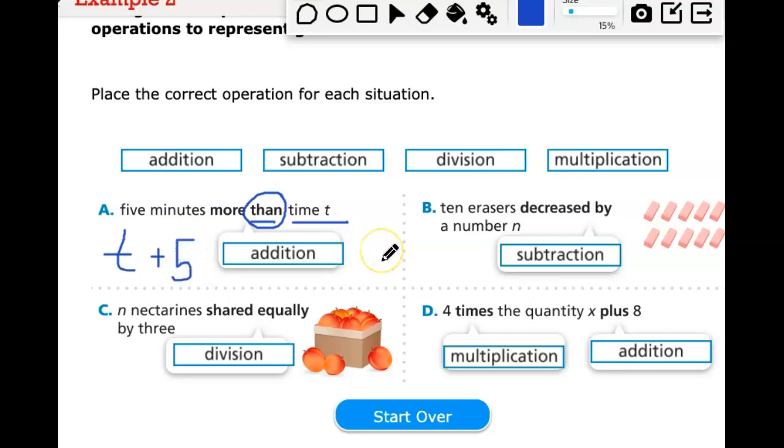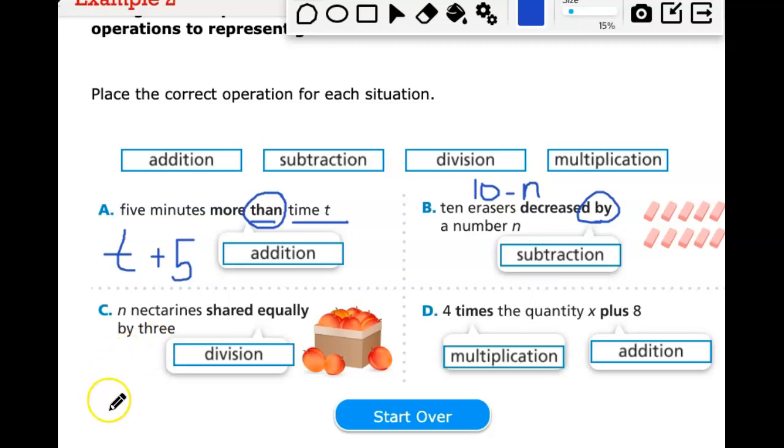All right, letter B. Let's go with Jen. Go ahead, Jen. This is just 10 erasers decreased by a number n. So the word 10 minus n. That is correct. The word by doesn't represent a switch in comparison.